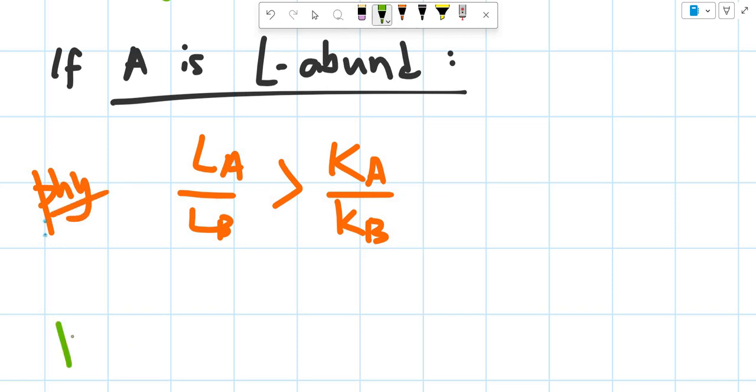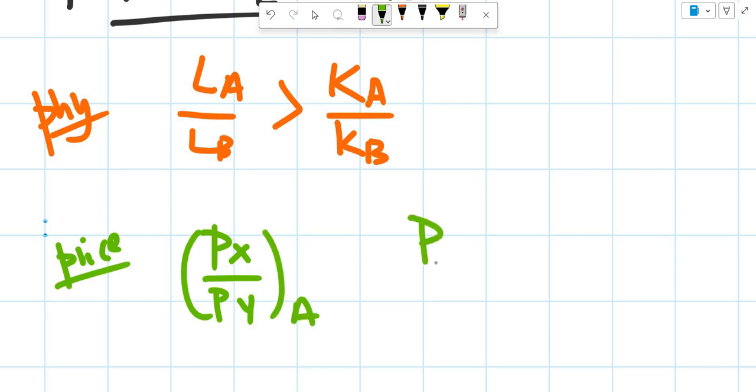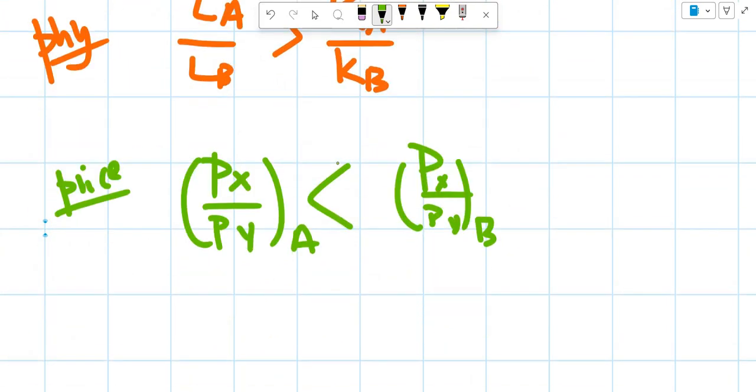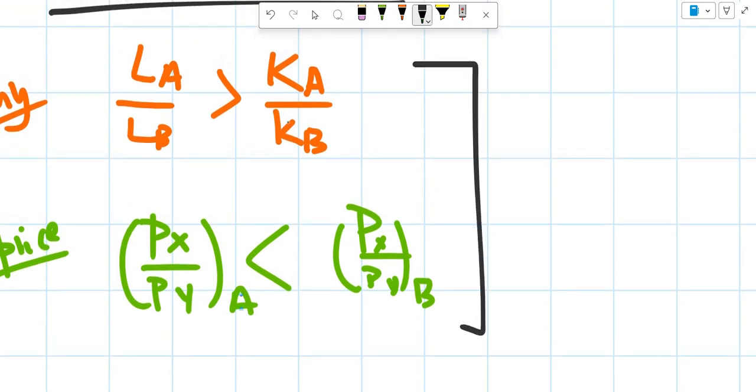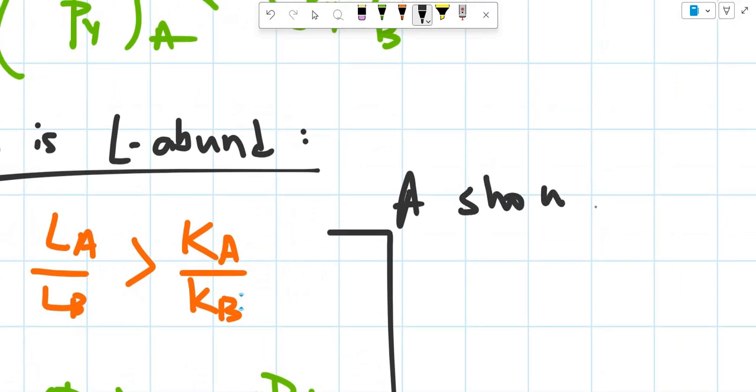Or if you consider the price definition, what would that be? PX by PY in economy A, PX by PY in economy B. See, I'm not going to watch the expression that I thought about. I'm going to derive it on my own. A is labor abundant. I know X is labor intensive. So the price will be less. See, it matches. If any of these hold, so if A is labor abundant, what should A do? A should export.